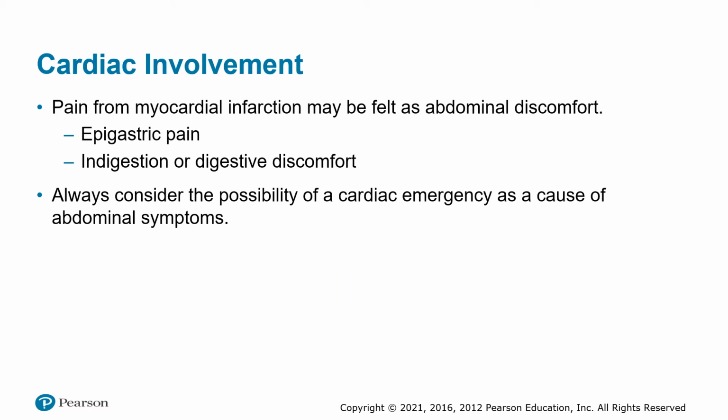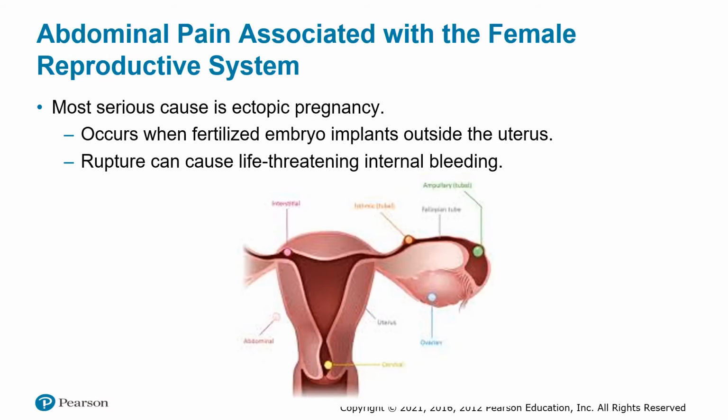Pain from a myocardial infarction may be felt as abdominal discomfort, maybe epigastric pain, indigestion, or digestive discomfort. So when you have abdominal symptoms, you're going to also consider the possibility of it being a cardiac emergency or a cardiac problem. Okay. The female reproductive system. The most serious case is ectopic pregnancy. This occurs when a fertilized embryo implants outside the uterus. It can rupture and cause life-threatening internal bleeding.